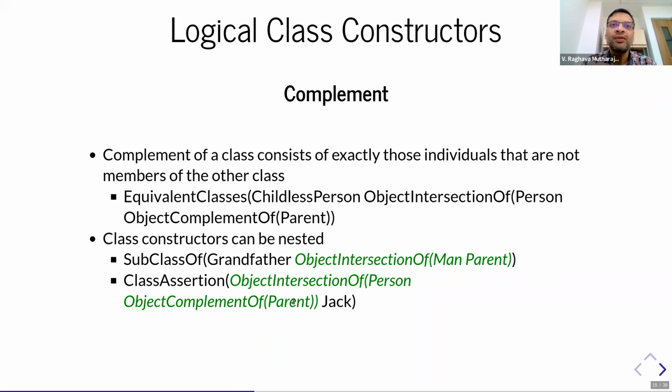And you can also compose all these things together. So let's go over this one. A childless person is equivalent to person intersected with the complement of parent. So that means not a parent. So a childless person is someone who is a person and not a parent. And you can now start composing these different constructs together. So here we used object intersection of with complement along with the class assertion. Okay, so that can be done.